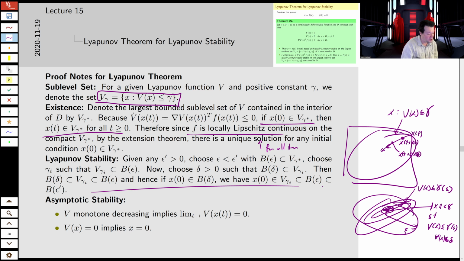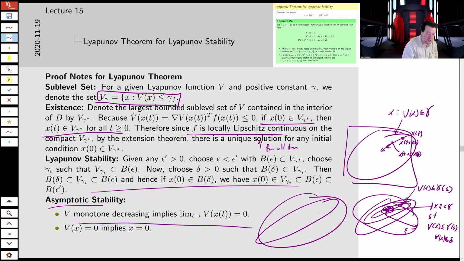Again, I'm not going to go through it. In particular, the monotone decreasing property for asymptotic stability is a little bit more complicated, so I'm not going to go over it in much detail. But that's the basic idea, right? You have an epsilon ball. You find the sublevel set within that epsilon ball, and then you find a delta in that sublevel set. So that's your delta, and that's your epsilon, and that's your associated sublevel set.